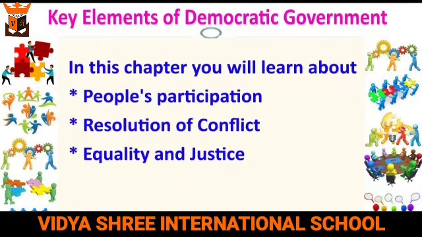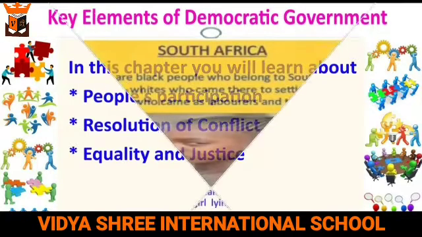In this chapter, children, you will read about some of the key elements that influence the working of a democratic government. These include people's participation, the resolution of conflict, and equality and justice. So let's start with our chapter.